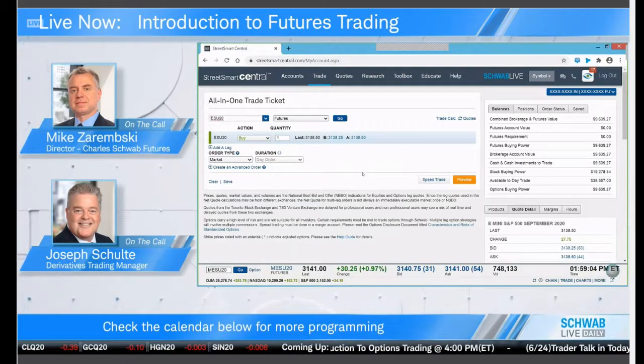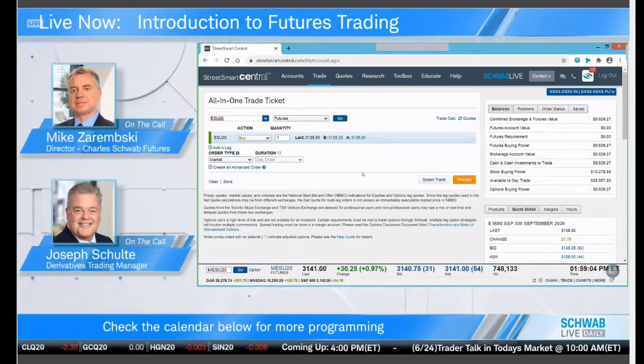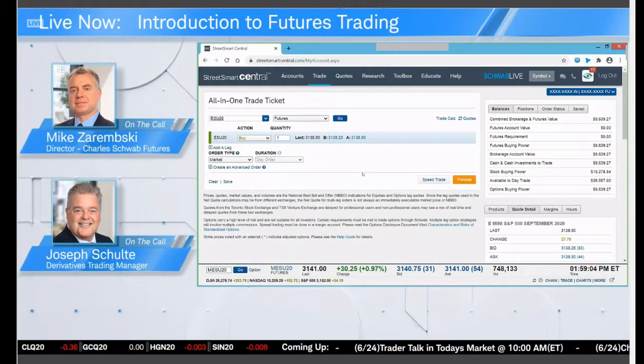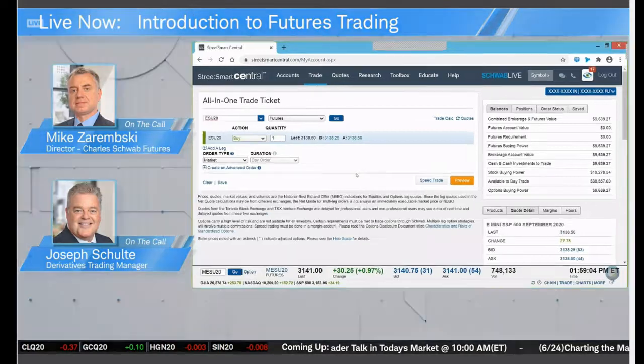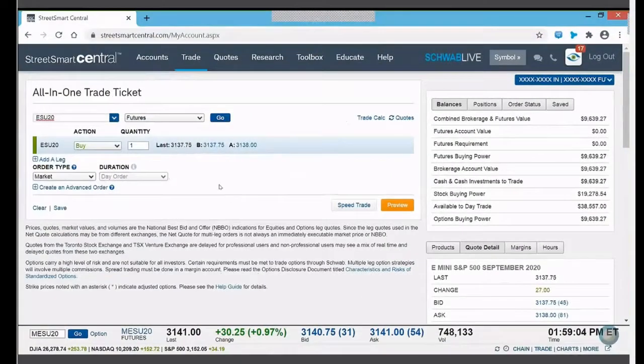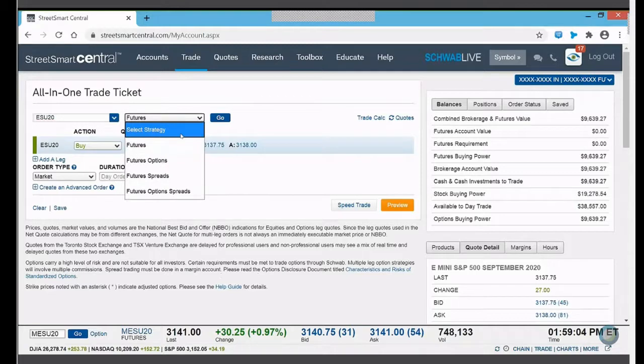Right. So they'll go into more details about the whole platform, but I just want to kind of highlight the all-in-one trade ticket to be trading it on. And there are 4 types of futures trades you could place here on Street Smart Central. You could place an outright futures trade. You could also trade futures options.